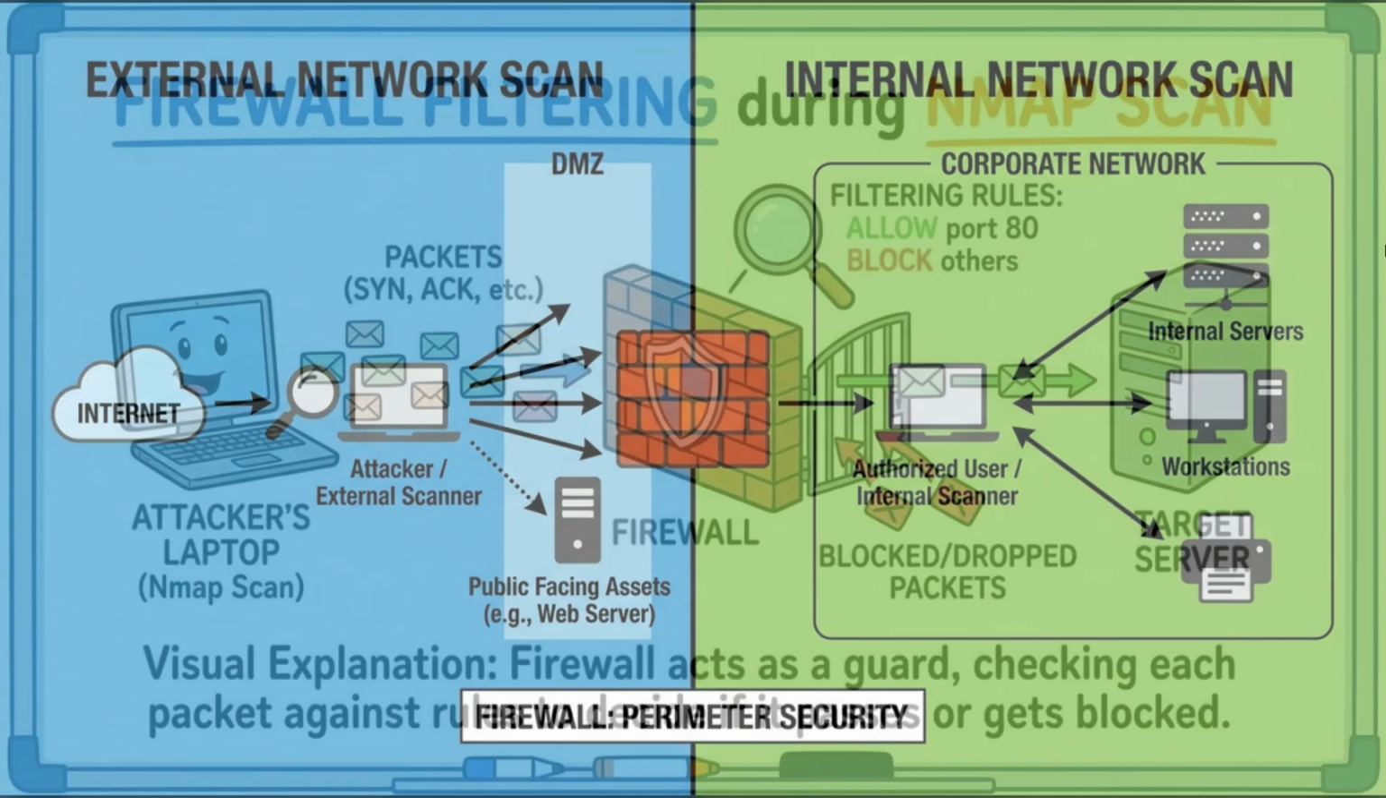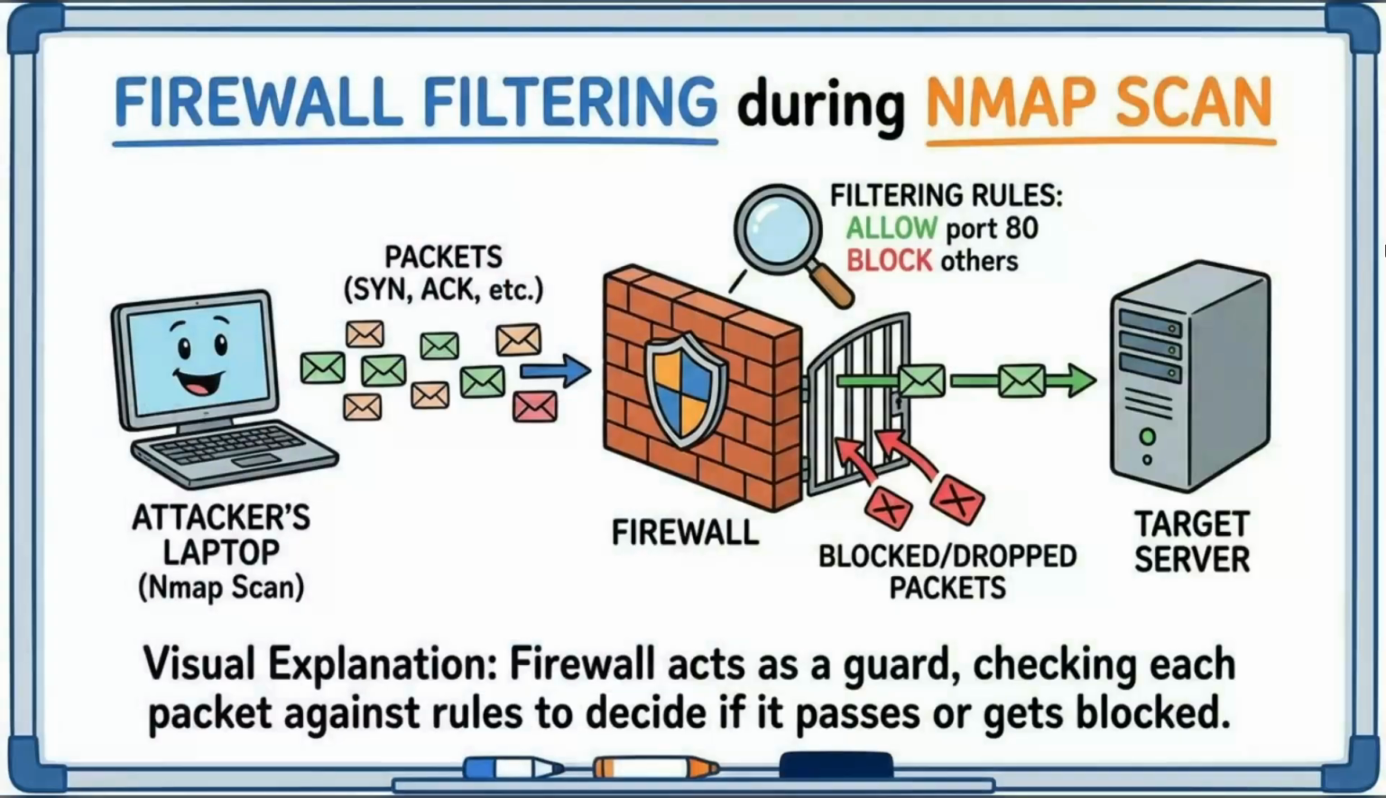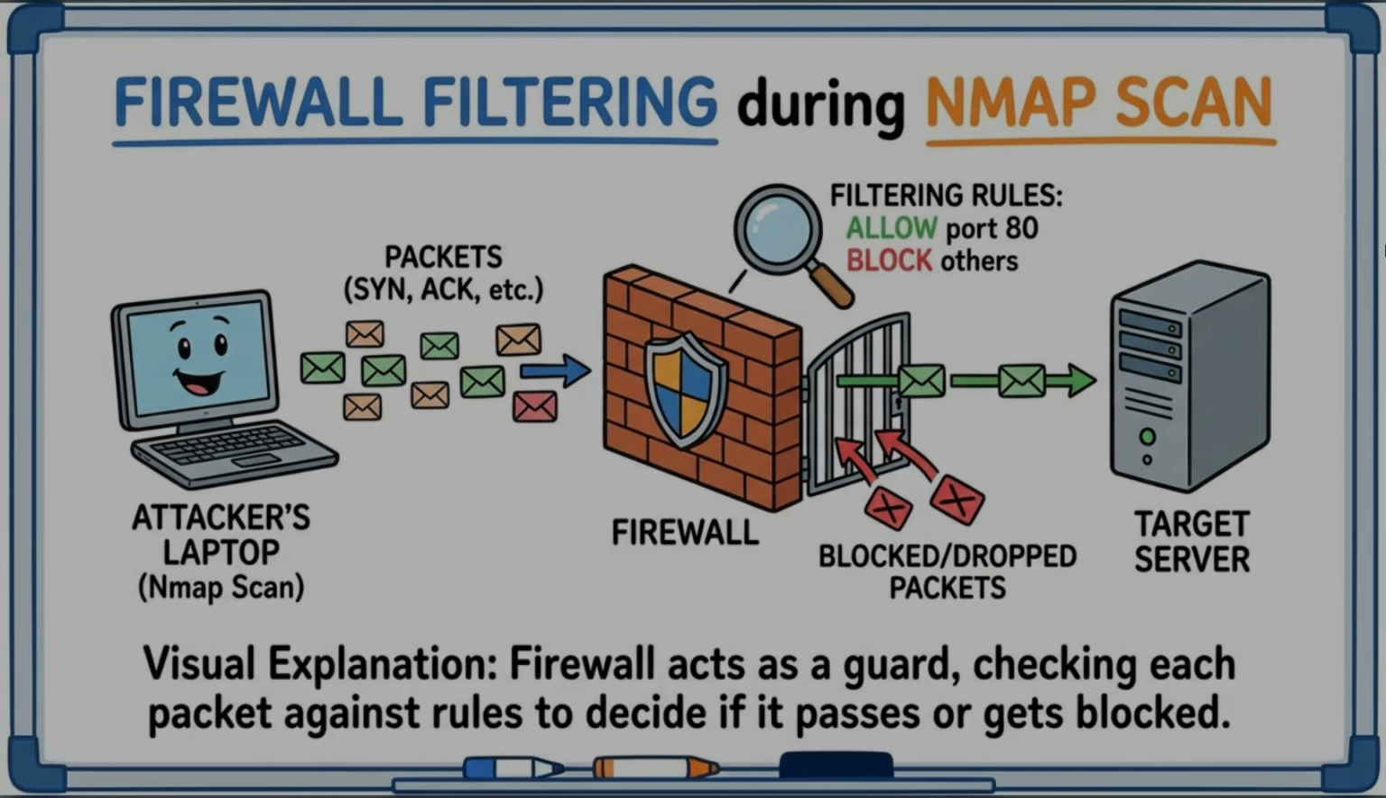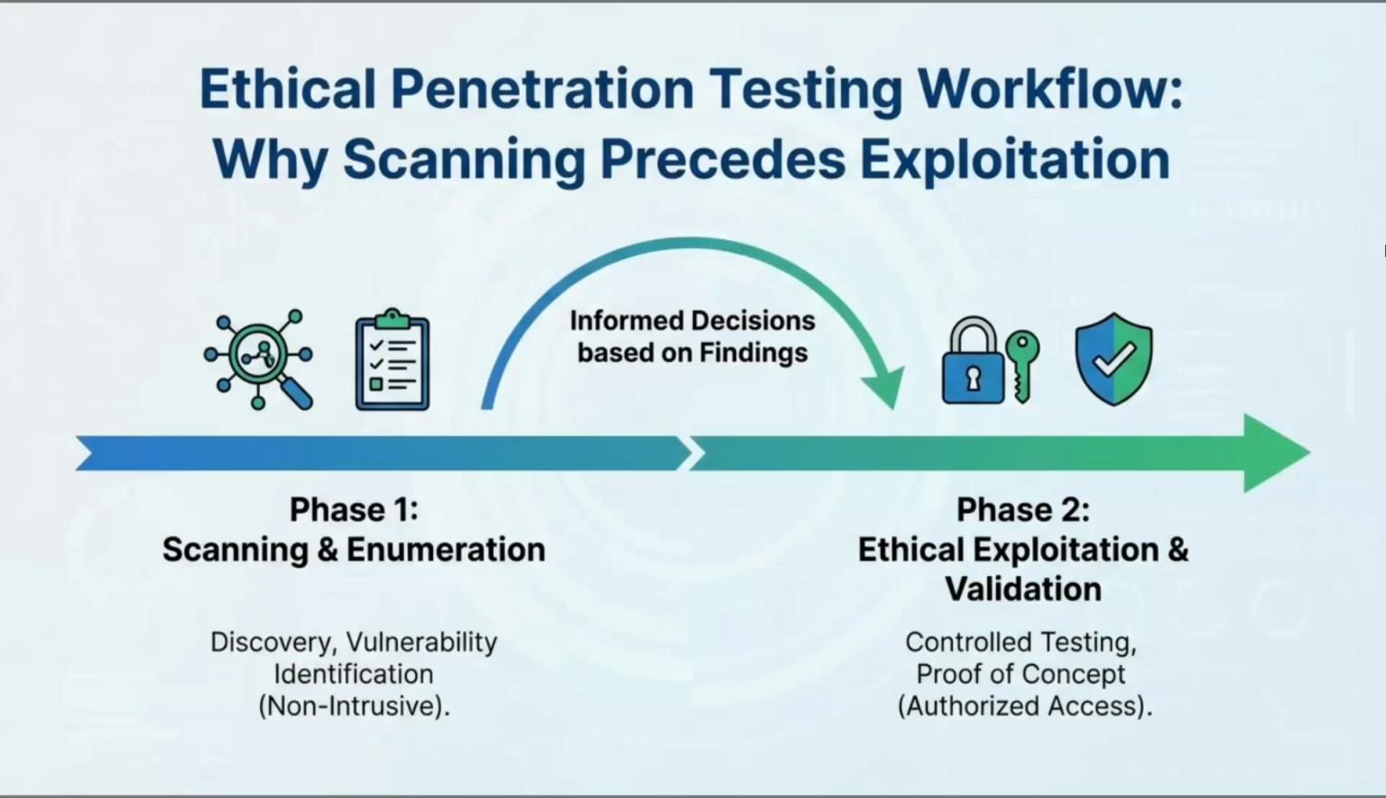Big difference. External scans show what the world sees. Internal scans show what employees see. Many companies secure the outside but forget the inside, which is dangerous. Very dangerous. Insider threats exist.